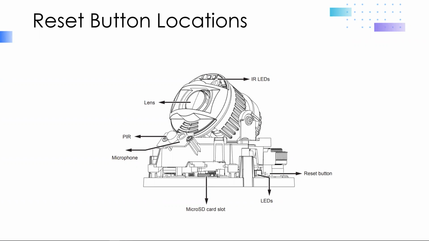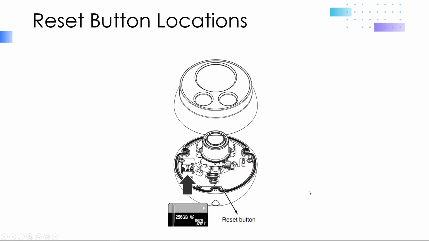So on our regular dome camera, pull off the lid, and then if you look over here, on the board, you'll see that we have the reset button. For our turret domes, you can remove the top and then you can find the reset button here. It's close to the micro SD card slot.